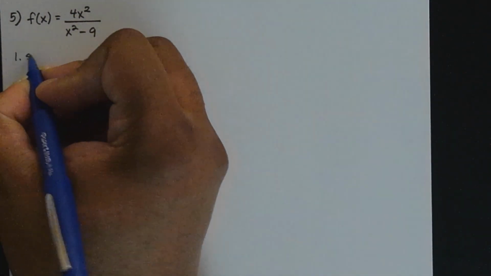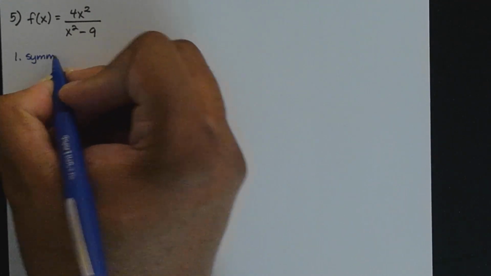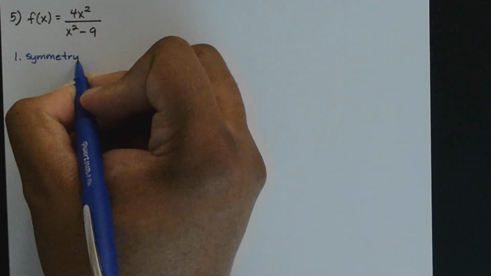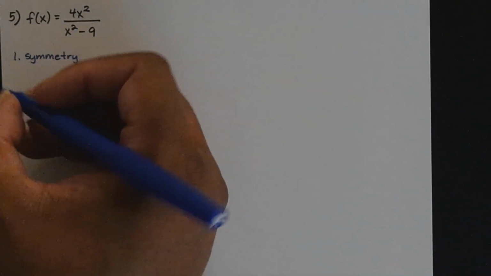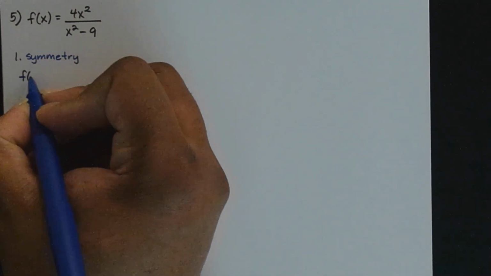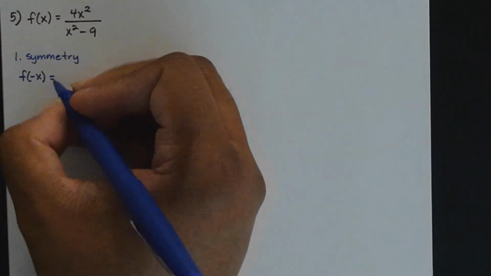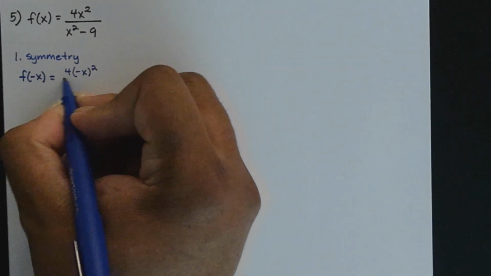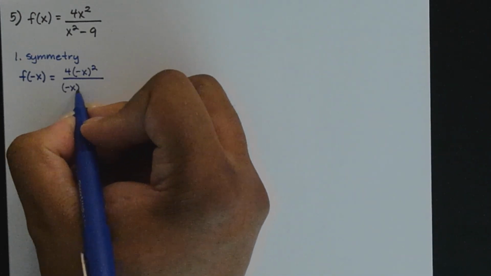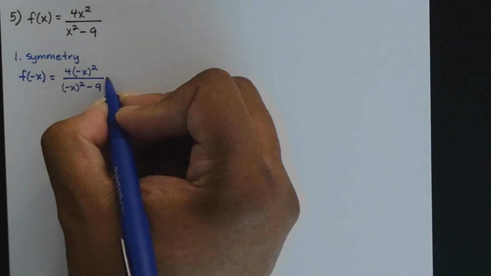So the first step is to determine whether or not I have symmetry. And if I do have symmetry, what type of symmetry? It could be origin symmetry, or it could be y-axis symmetry. To find that out, I have to replace each x in this function with negative x. So I'm going to evaluate f of negative x, and that's equal to 4 times negative x squared divided by negative x squared again minus 9.